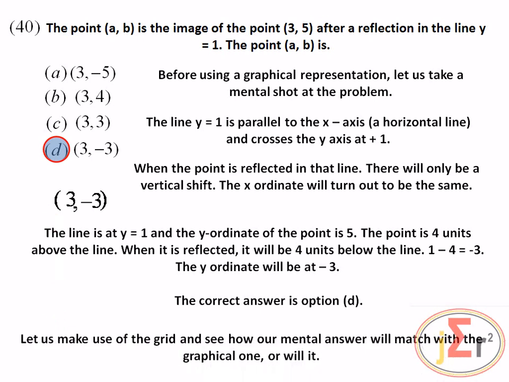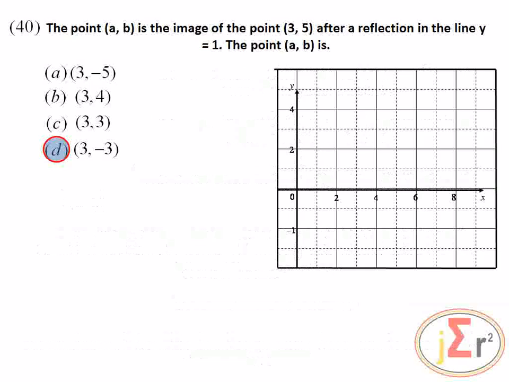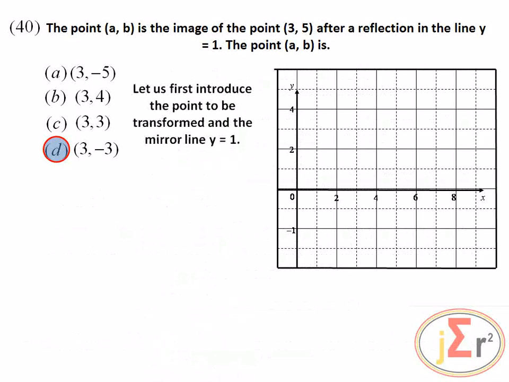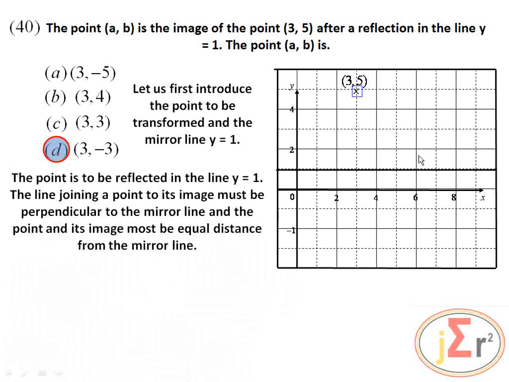Let us make use of the grid and see how our mental answer will match up with the graphical one. Or will it? Let us first introduce the point to be transformed and the mirror line y is equal to 1. Go straight ahead. So this is our mirror line and this is the point. The point is to be reflected in the line y is equal to 1.